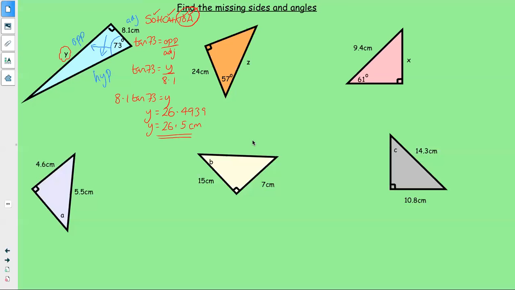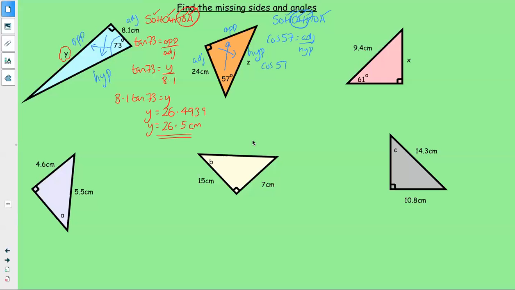The next one, the hypotenuse, opposite, adjacent, SOHCAHTOA. What do I know? I know the adjacent, so I'll tick that one off. And I want to work out the hypotenuse, so that's the one I'm going to tick off. This CA, or the cos one, is the one that I want. Cos of the angle, so cos 57 equals adjacent over hypotenuse.